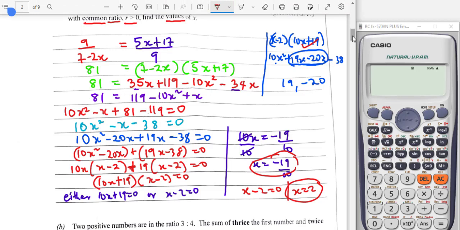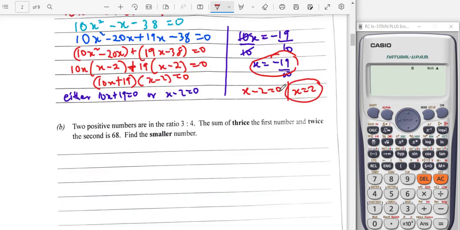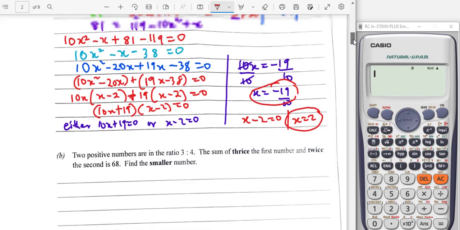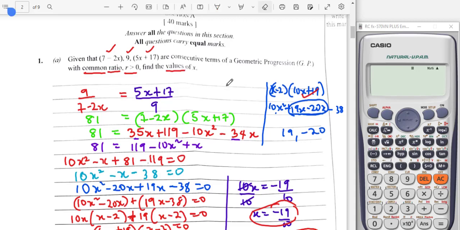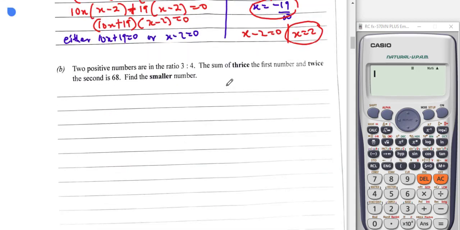So the question says that I'm to find the values of x. Now, if I put the values of x into any of these, that is 5x plus 17 out of 9, I can find the r, and of course I'm going to get a positive answer because r is positive here, but I'm asked to find just the values of x. So let's get on to the 1b. Let's see how we solve the 1b.